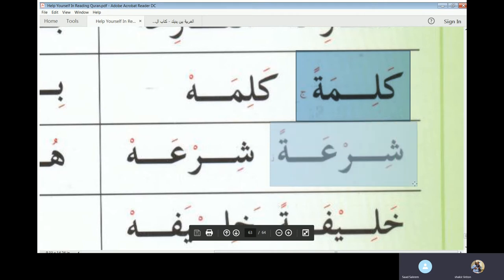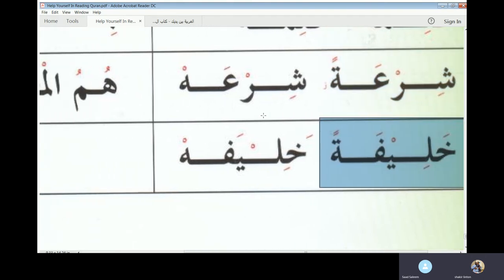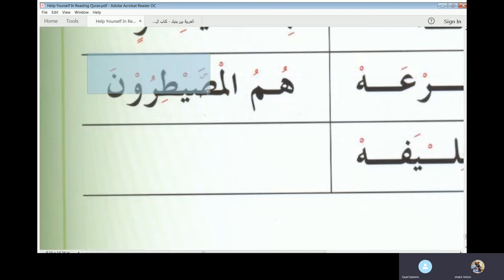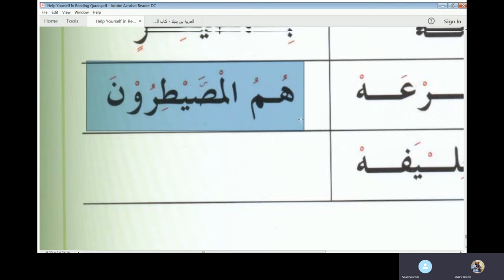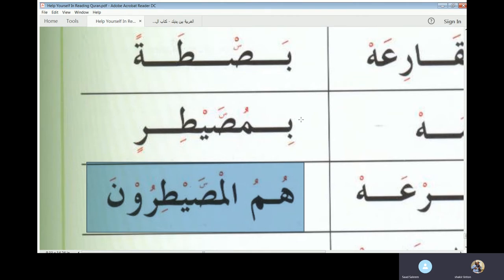Kalima. Shir'ah. Khalifa. Is this ya madda or simple ya? Is it ya madda because of the kasra? Yes, because of kasra and sukoon. It must have these two things, otherwise it is not ya madda. Is this the same as the one that had a misprint on it? Yes. Okay.